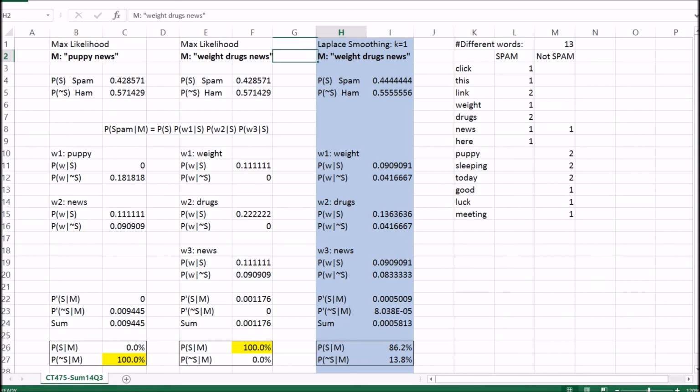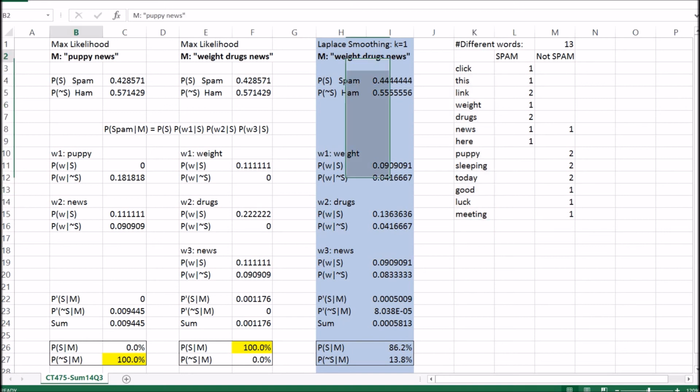Here, I have over on one side, I've written down all of the words that I see, and I've counted up for these words how often they occur in the spam group and how often they occur in the not spam group. And some words like news occur in both groups. So that's our set of different words, and you can check for yourself. There are a total of 13 different words here.